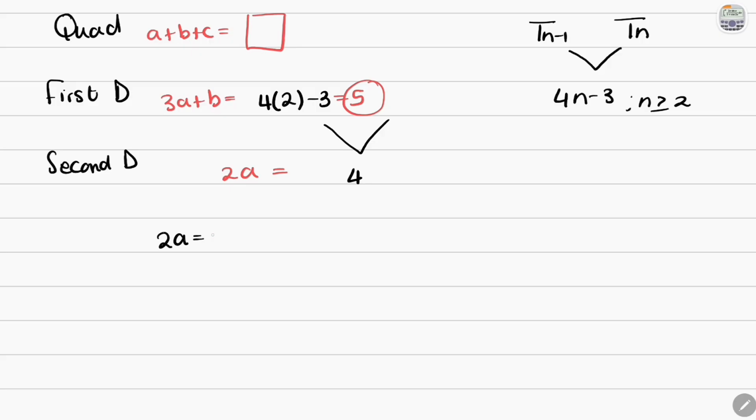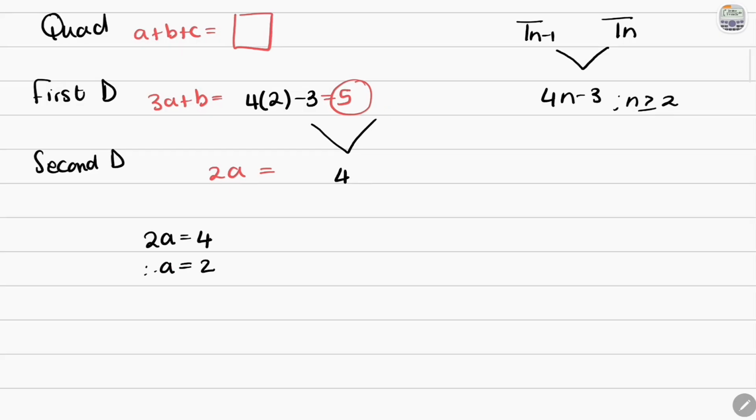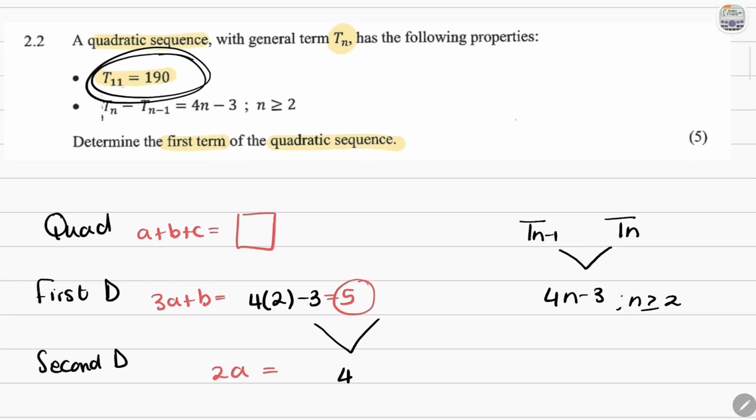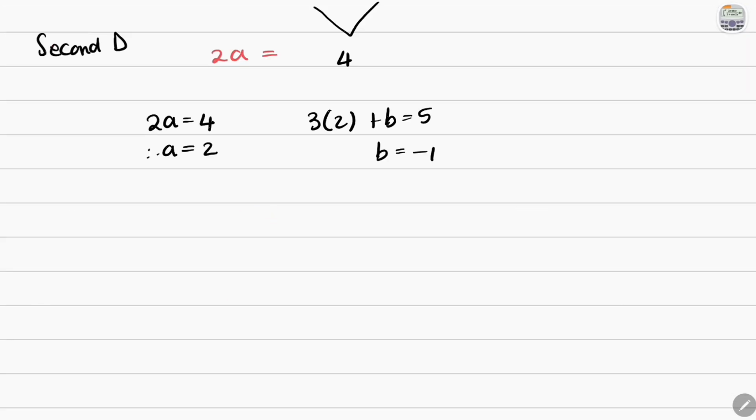So if 2a is equal to 4, then it means that a is equal to 2. And then we need to find b. So 3a plus b, that's 6 plus b equals 5. If you transpose it, it's 5 minus 6, which is negative 1. Great, we have a and b. We may not have c, but we have this information. So let's complete our quadratic term.